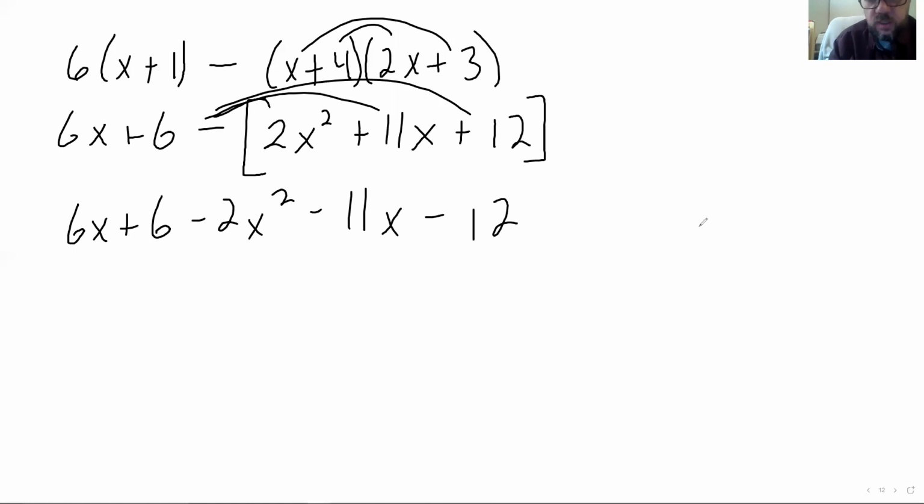And I'm going to rewrite in descending order. So we're going to get minus 2x squared. 6x minus 11x is minus 5x. Plus 6 minus 12 is minus 6.